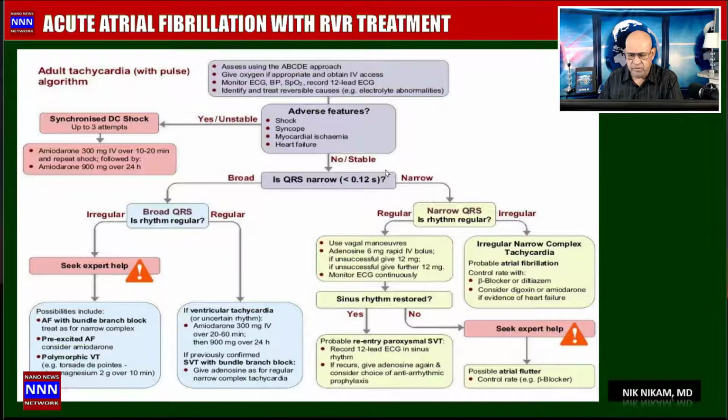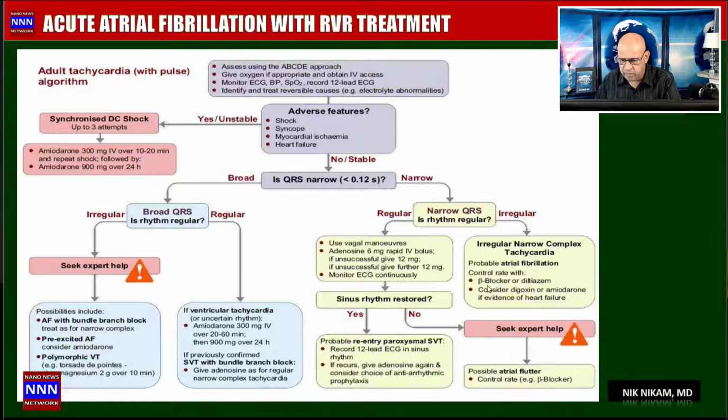Okay, when we are dealing with a narrow QRS tachycardia, the next question is: is the rhythm regular? Like the RR intervals are constant, like in a patient with paroxysmal atrial tachycardia or atrial tachycardia, or in fact atrial flutter with 2-to-1 conduction. On the other hand, is the rhythm irregular? If the rhythm is irregular and the patient is having a rapid heartbeat, we need to consider the possibility of atrial fibrillation with rapid ventricular response.